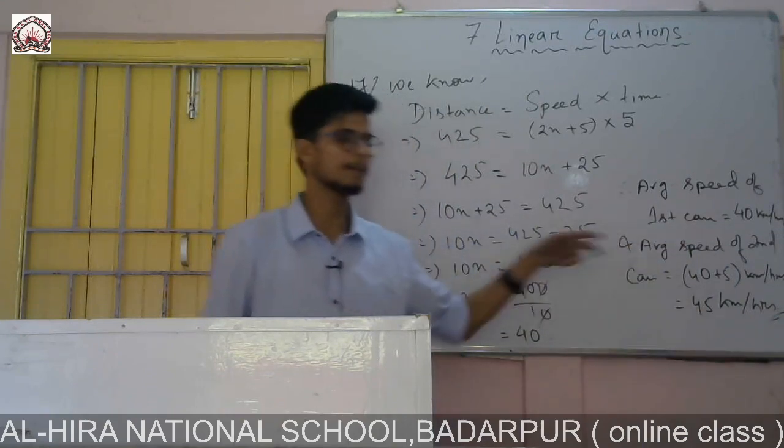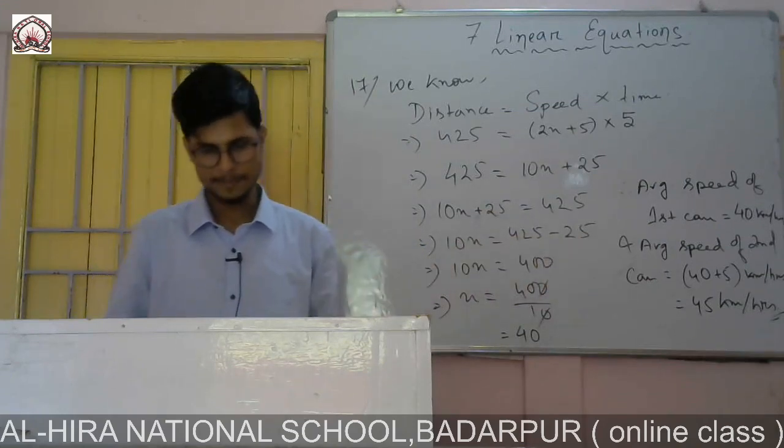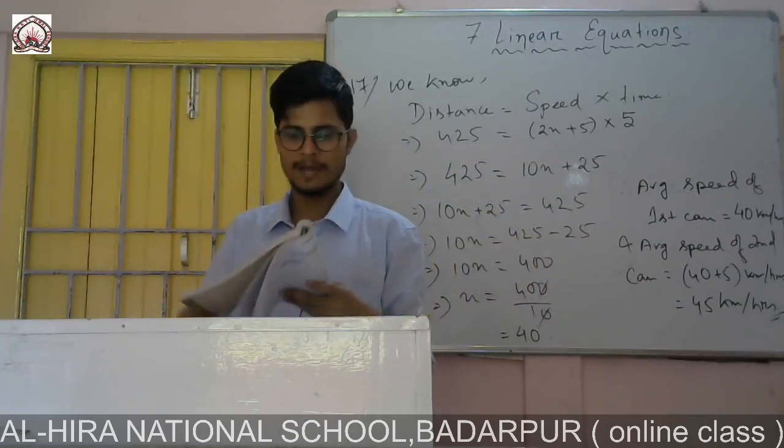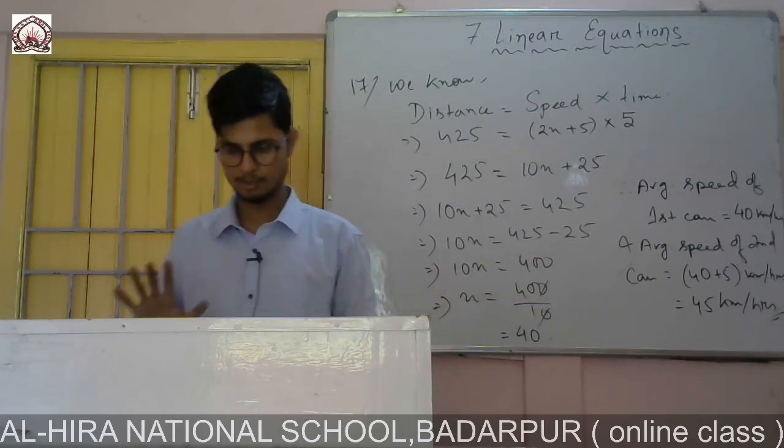One is 40 km per hour, another one is 5 km per hour more, so it will be 45 km per hour. So now next question, question number 19. 19 and 20 both are same, so I will do question number 19.